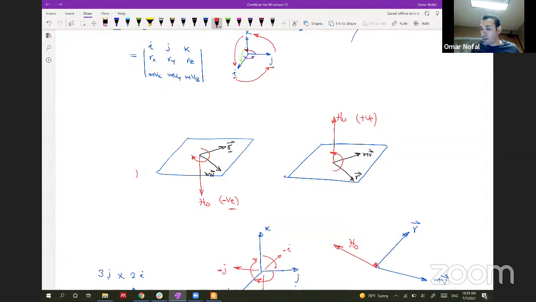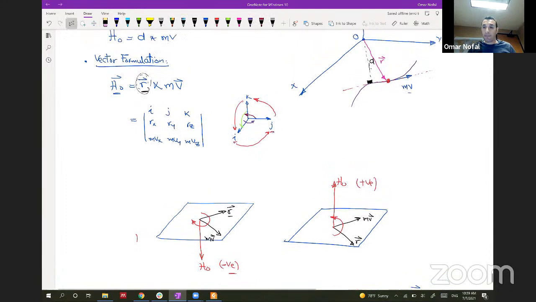Let's make it more 3D, because the cross product is always in 3D. You can use your three fingers perpendicular to each other. First, put one finger in the R direction, and the second one in the V direction. Then the H_O is perpendicular to them in this direction. So here's the R and here's the V, so it will be this one.